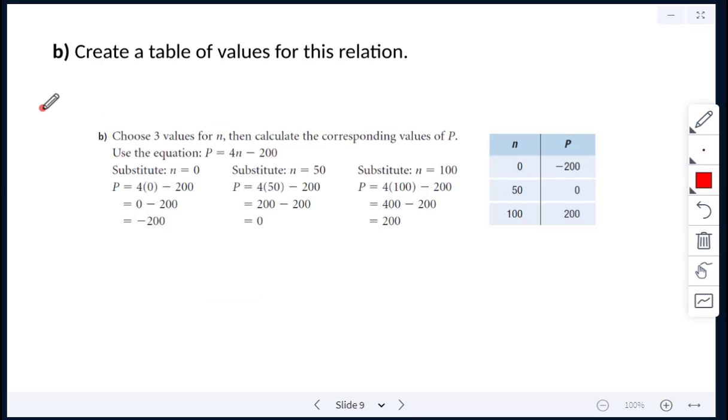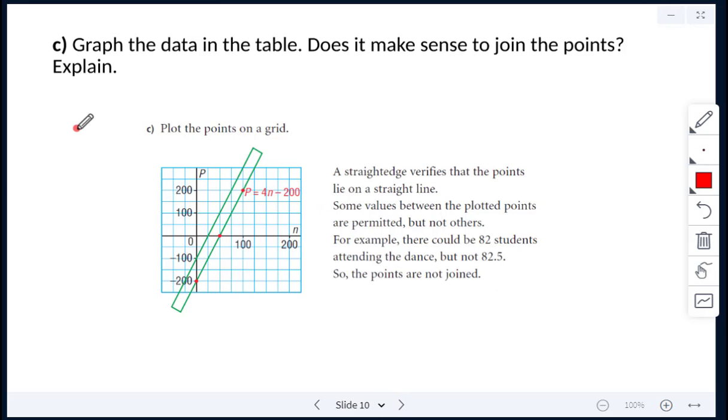So you can still, just like we've done before, create a table of values. So again, choose the number of people: if 0 people attend, if 50 people attend, if 100 people attend. So substitute that into your equation. If 0 people attend, it'd be 4 times 0 minus 200, which gives me negative 200. If 50 people attend, we end up with 0 for profit. And if 100 people attend, we end up with 200. So there's our table of values. So we can graph that.